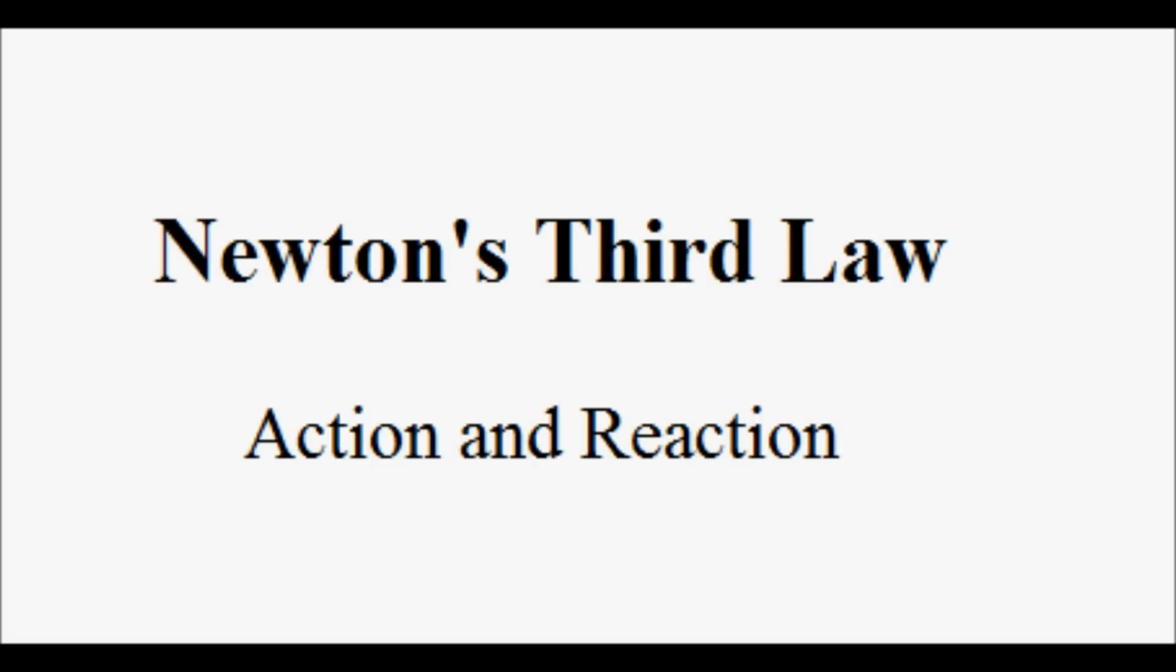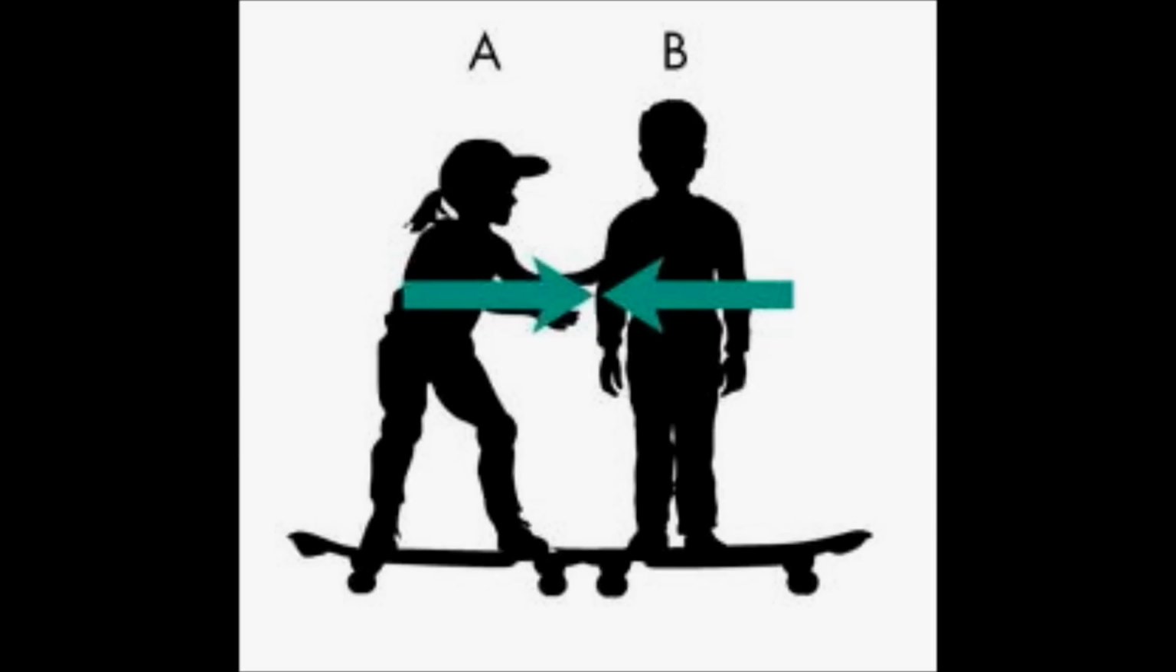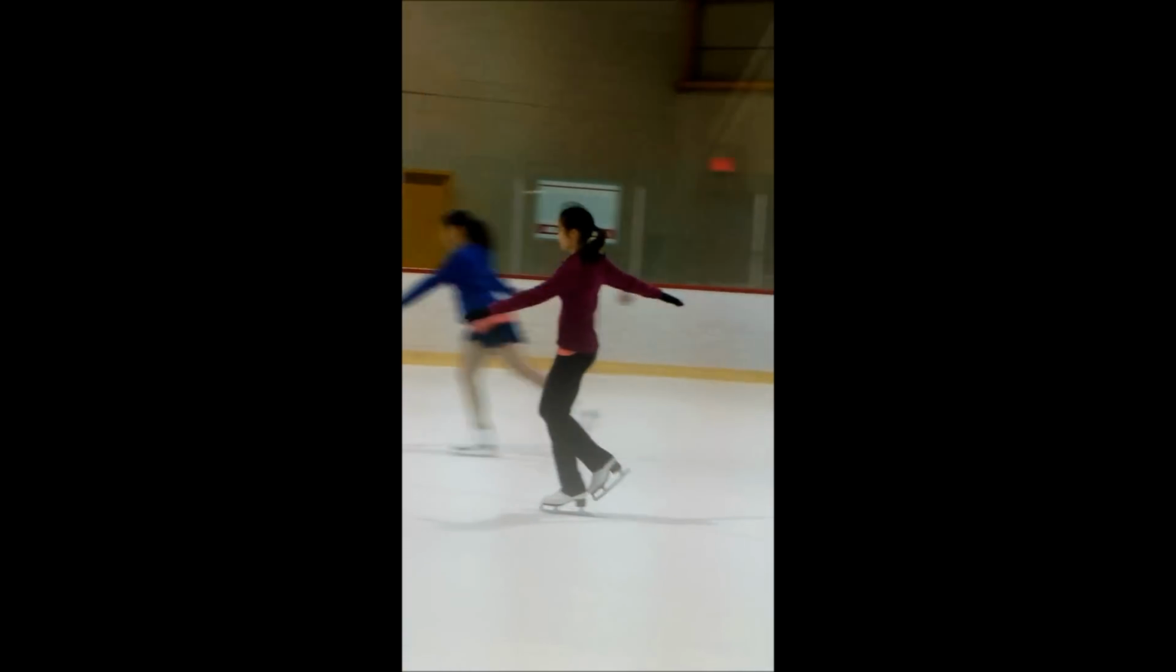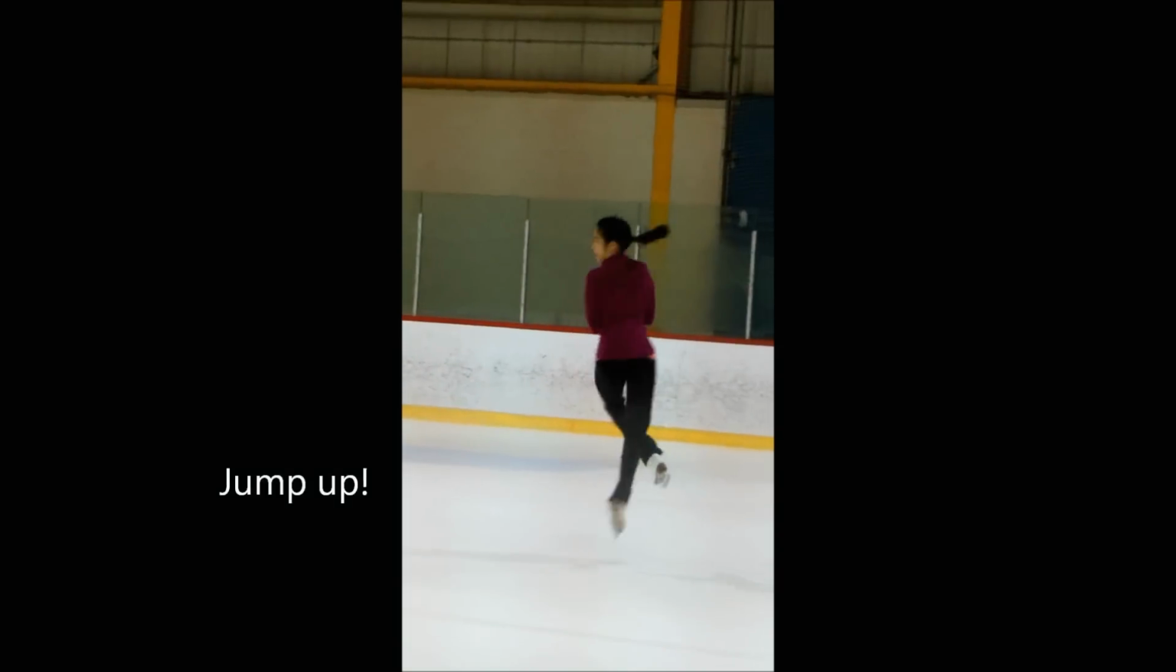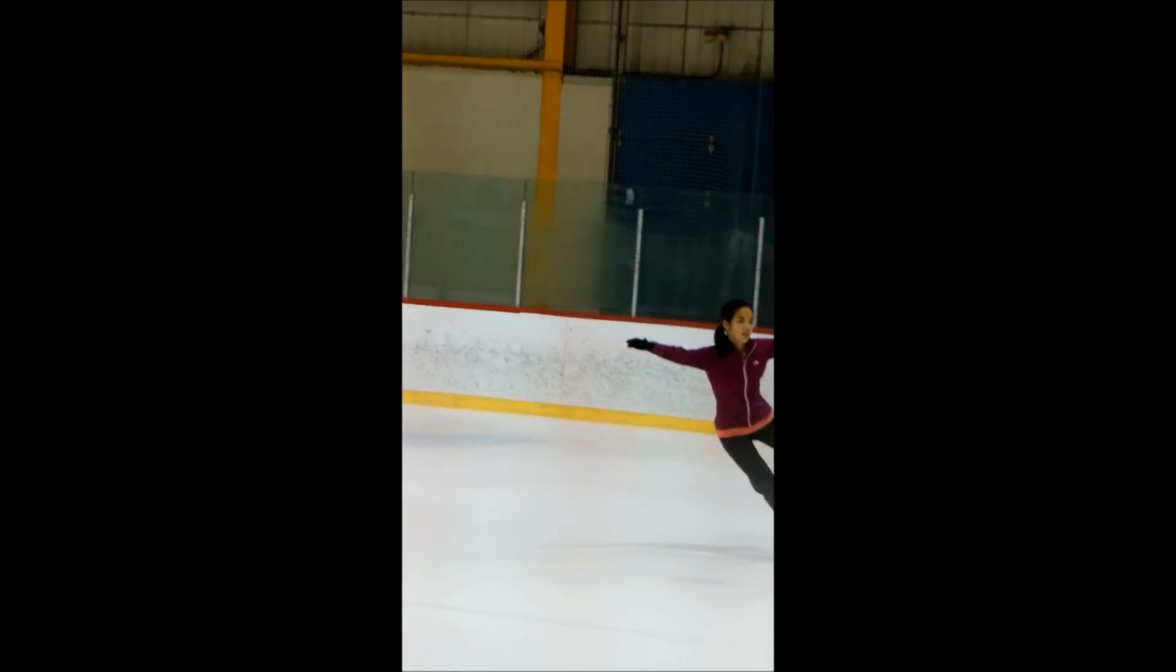Firstly, in order to understand any jump, you need to know about Newton's third law, action and reaction. Newton's third law states that when object A exerts a force on object B, object B exerts an equal amount of force on object A, but in the opposite direction. This means that in the Lutz, by pushing down on the ice with your left leg, you can jump up. The toe pick is what allows you to start the rotation.